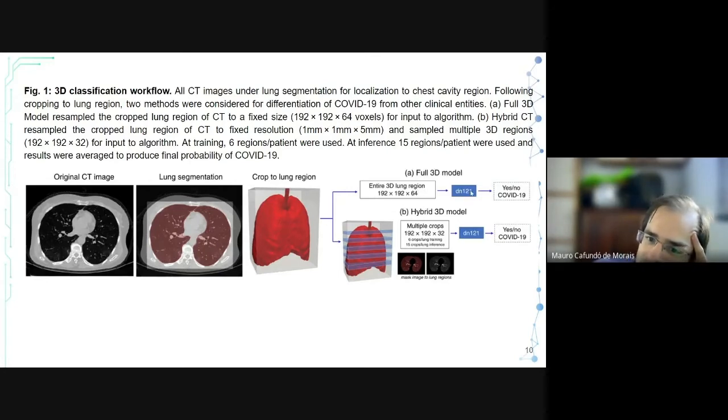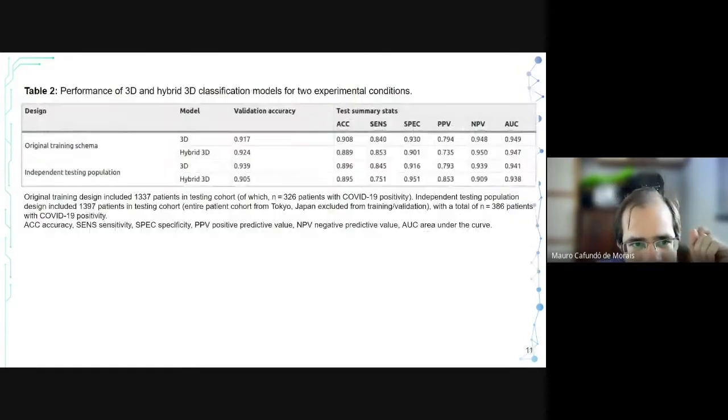They provided this to a deep learning classifier for COVID or non-COVID patient. They also created a hybrid 3D model, which instead of getting the whole lung, took only fractions of the lung, slicing it in multiple crops and seeing how well it was performing, right? So the results are quite acceptable. They have a nice accuracy, sensitivity, specificity, and so on.